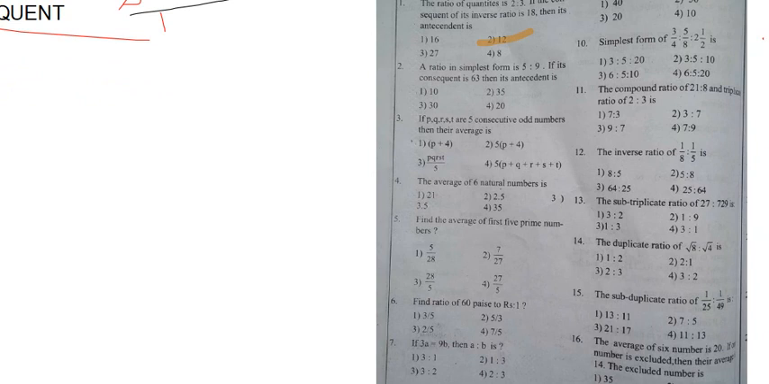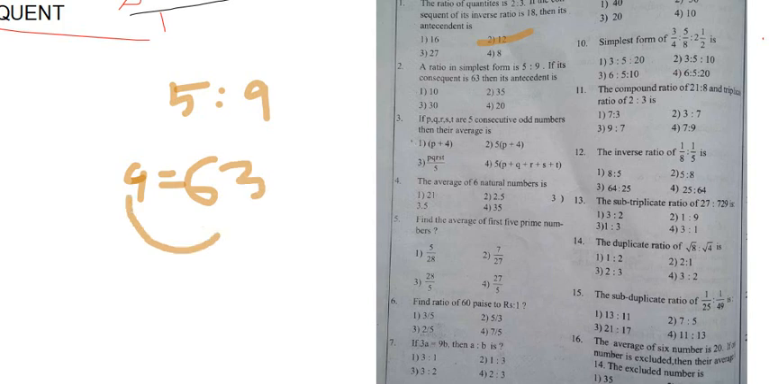Then see question number 2. A ratio in the simplest form is 5 is to 9. Very good, 5 is to 9. Then if its consequent, 9, is equal to 63, then the antecedent is what? What is the relation between 9 and 63? In what table does 63 come in the 9 table? 9 sevens are 63. So just multiply by 7.